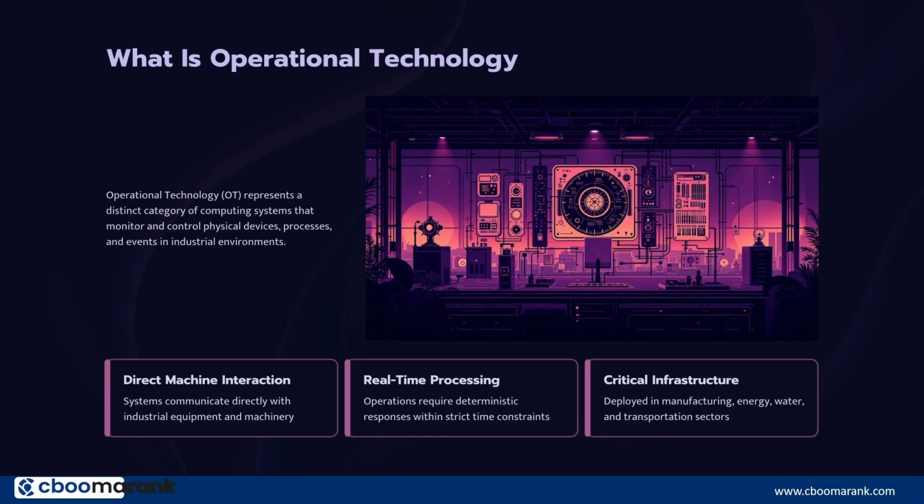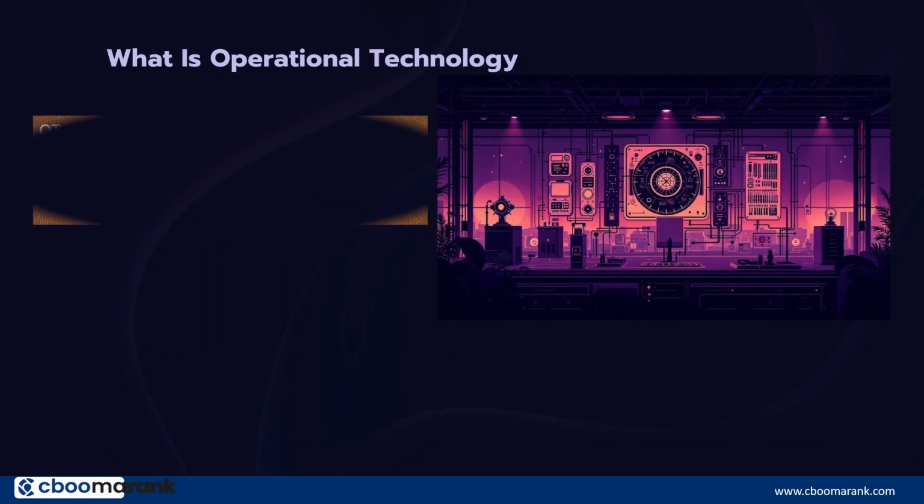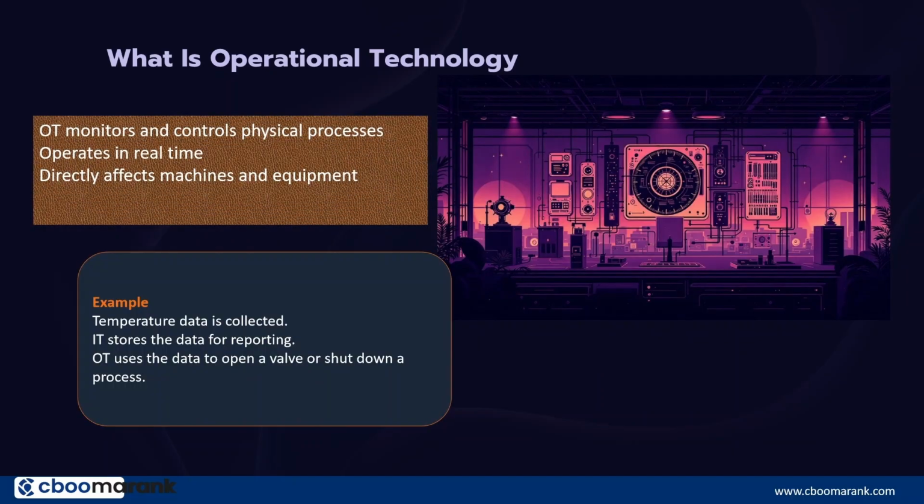In this example, if temperature data is wrong in IT, a report may be inaccurate. If the temperature data is wrong in OT, the valve may open or shut down. This direct cause and effect relationship is central to industrial cybersecurity risk.